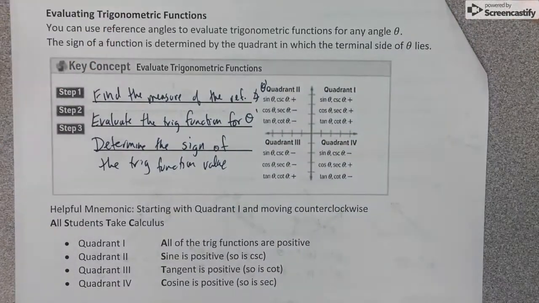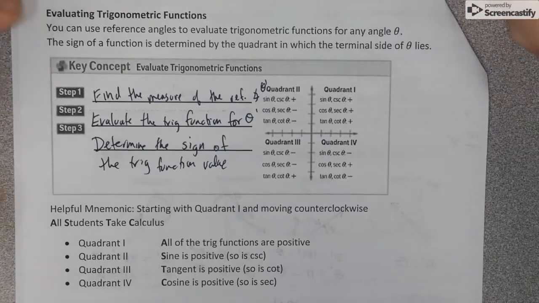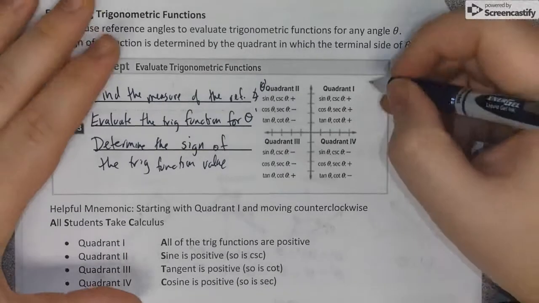So hold on a minute. How do I know what sign it gets? Well, I'm glad you asked. So we're going to need to consider the quadrants. So in quadrant 1, everything is positive.